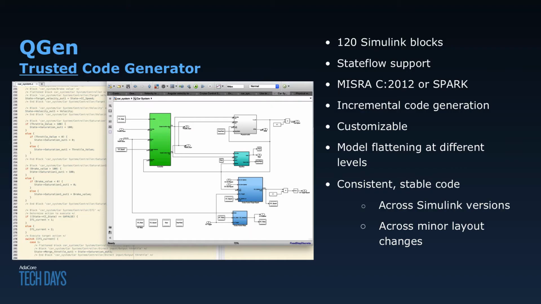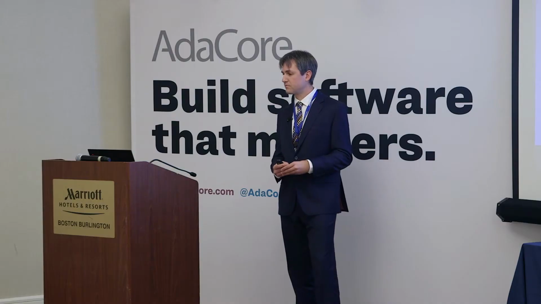So QGen is actually a family of tools. The centerpiece of QGen is a trusted code generator. This generator supports about 120 Simulink blocks, and it supports a fairly extensive subset of Stateflow. As I said, with QGen, from these blocks, you can generate either MISRA C or SPARK. And QGen can also process your models incrementally. This becomes important as you have large models. So if you only change one small part of your model, QGen will only process that part of your model.